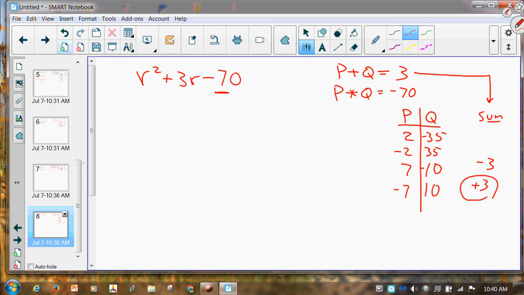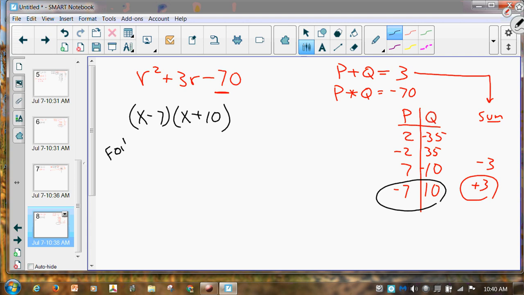The positive 3. So my factors that I'm going to use for factoring this are going to be minus 7 and 10. So I can come over here and I can say x minus 7 times x plus 10 is my answer. And this is just for the fun of it, we'll FOIL this just to see what happens. And so we'll have x times x is x squared. We have x times plus 10 is plus 10x. And minus 7 times x is minus 7x, and then minus 7 times 10 is minus 70. And when we collect terms, we'll get x squared plus 3x minus 70, right? How about that? All right.